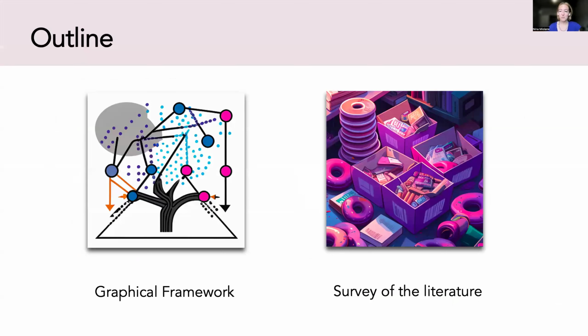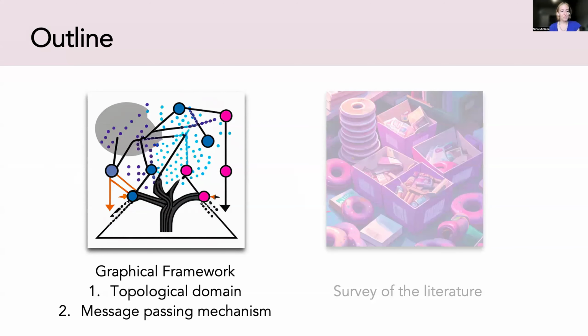So for this talk, we're going to do 2 things. First, we're going to see the graphical framework that will allow us to summarize the literature, how we define the pictograms that allow us to represent these topological neural networks, and then we're going to survey the literature using the pictograms. In the graphical framework, 2 subsections: what is a topological domain and how this gives rise to many different topological neural networks, and what is the message passing mechanism.